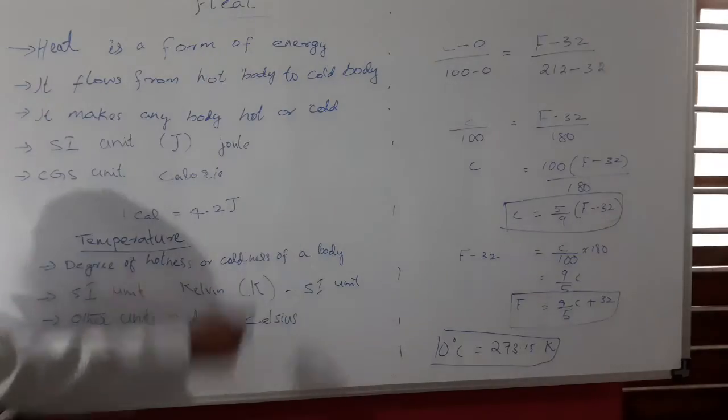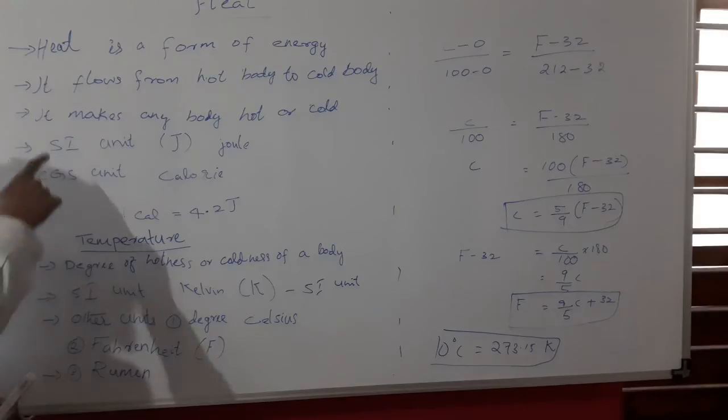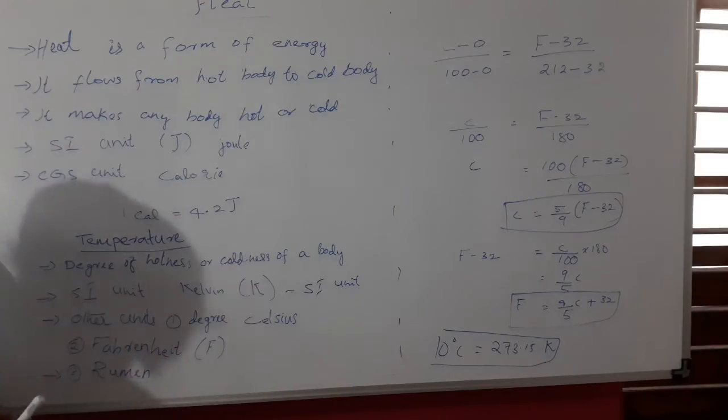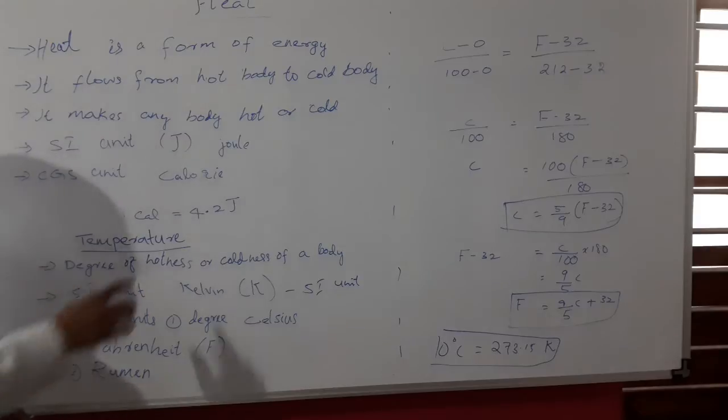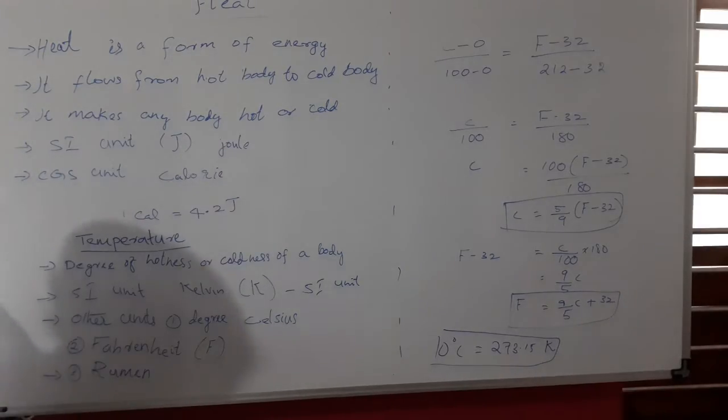Heat is a form of energy, and it flows from a hot body to a cold body. It makes any body hot or cold. The SI unit of heat energy is joule and the CGS unit of heat energy is calorie.